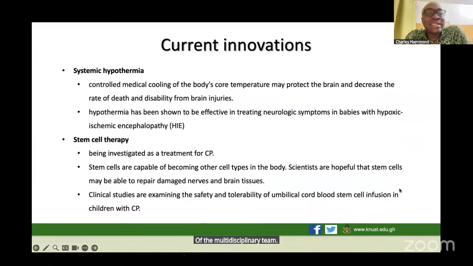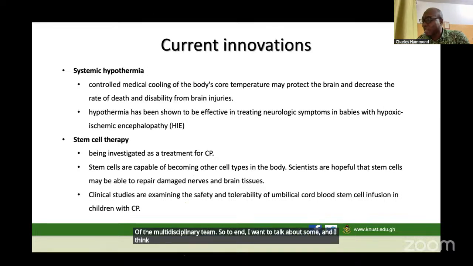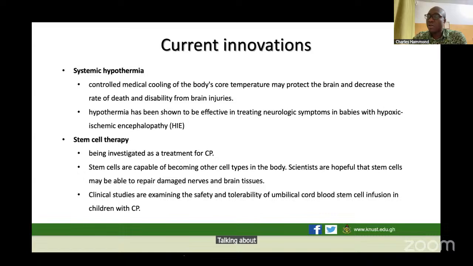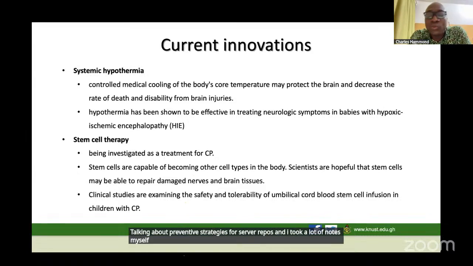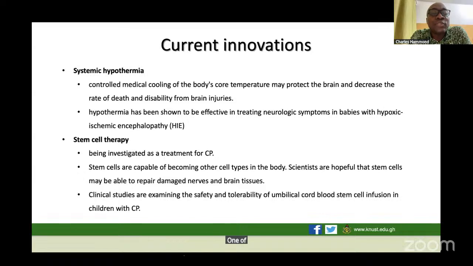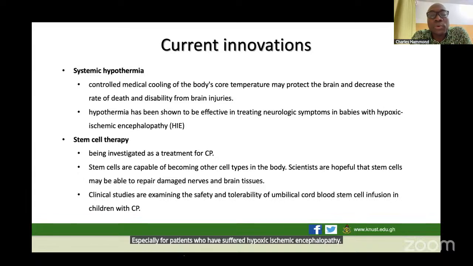So to end, I want to talk about some, I think Dr. McCarthy did a fantastic job talking about preventive strategies for cerebral palsy. And I took a lot of notes myself. I just want to add these 2 current innovations. One of them is systemic hypothermia, where they cool the body, especially for patients who have suffered hypoxic ischemic encephalopathy. So they cool the body.